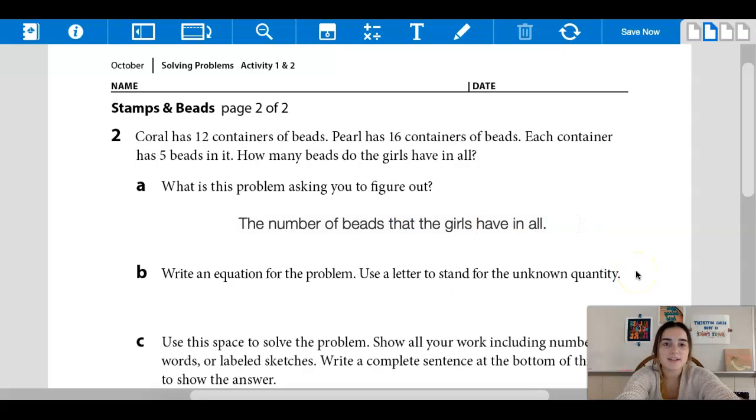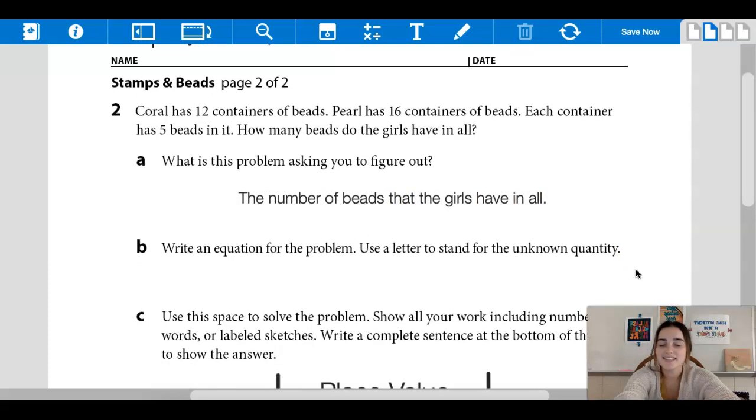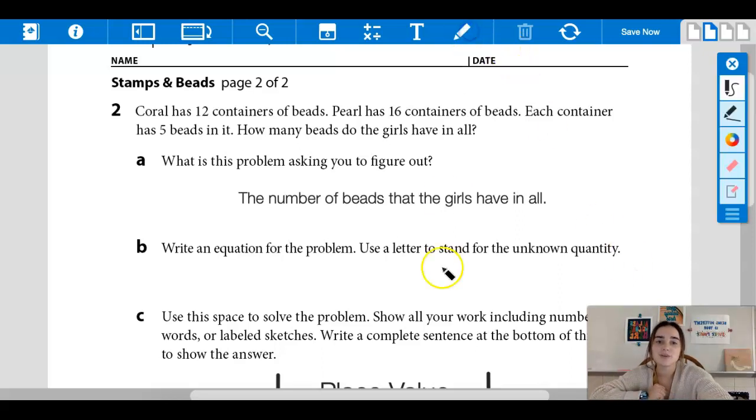Now, to figure out how many beads they have in all, we need to write an equation for this problem. Remember, in an equation, we need to make sure that we have 2 different things that equal each other, okay? So, we can use a letter to stand for the unknown quantity. The unknown quantity is the number of beads they have. So, for the letter, we can use a B for beads.